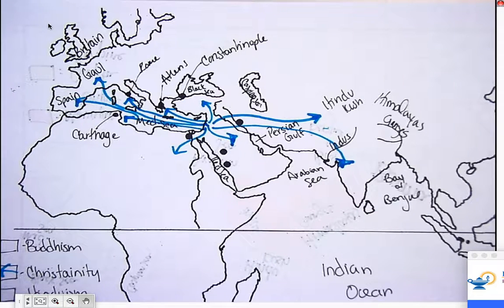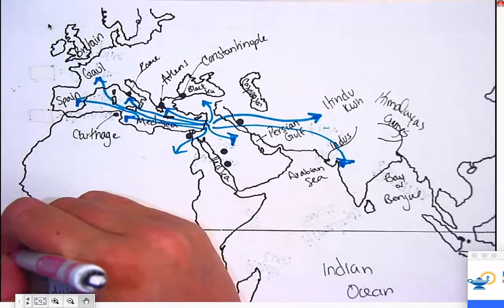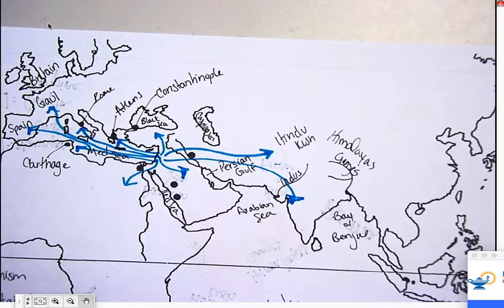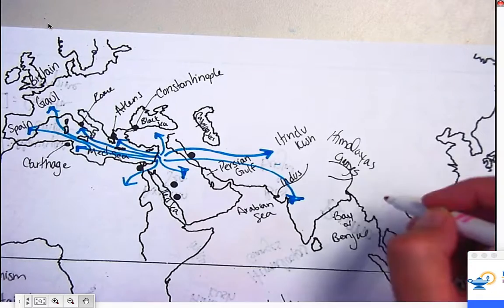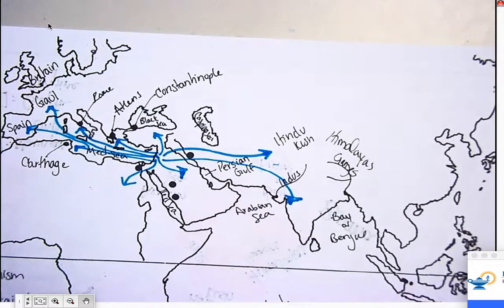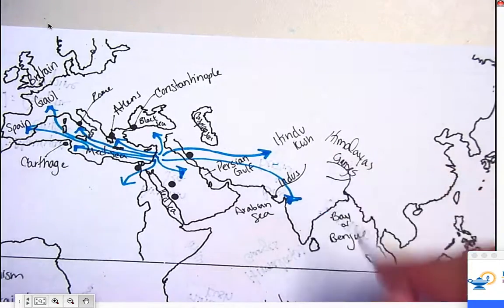Your next major religion we're going to do is Buddhism. Buddhism for me is going to be pink. Now Buddhism is going to come out of what country? India. It comes out of India as a reaction to what? People hate what system in India, so they reject it? Caste system. So to reject the caste, they adopt Buddhism.